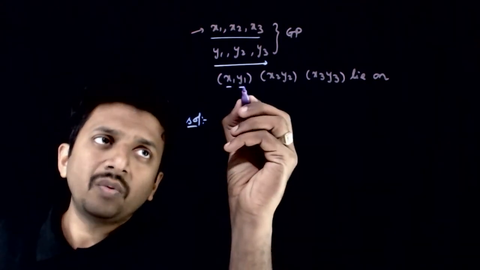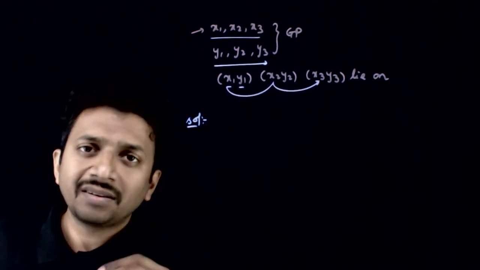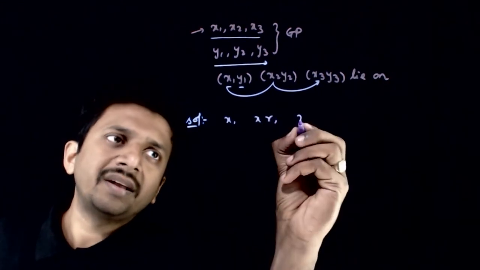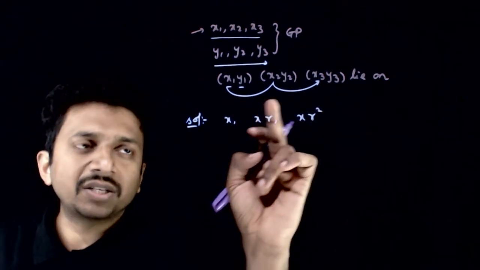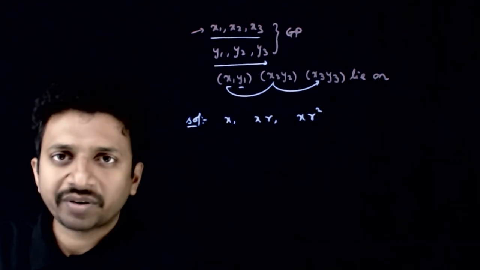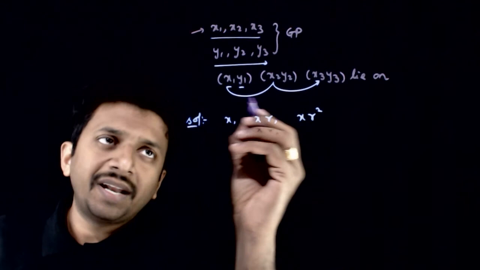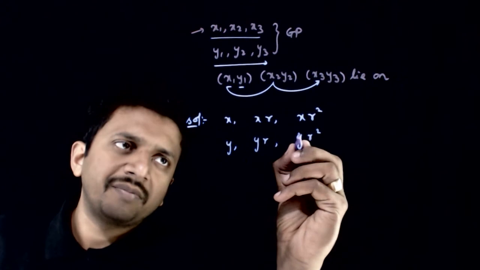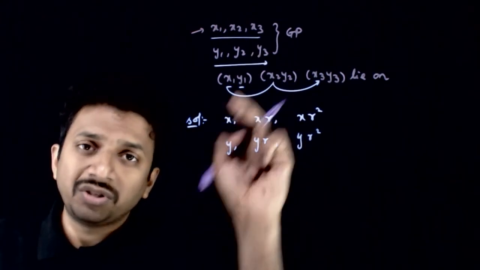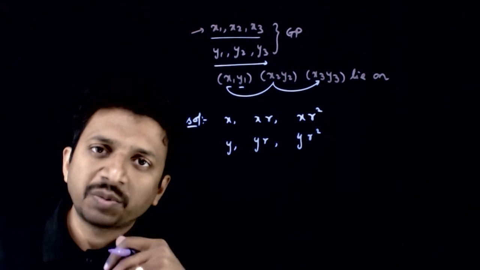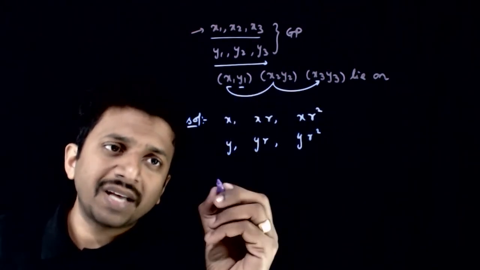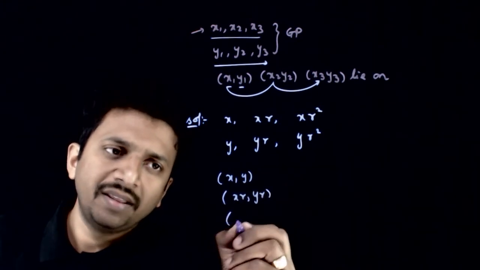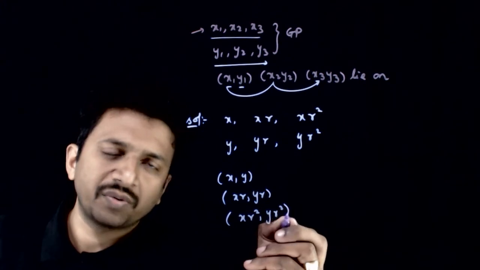So if x1, x2, x3 are in GP, I can think of them as x, x into some small r, x into some small r square. So x1, x2, x3 can be written as x, xr, xr square. Now similarly, y1, y2, y3 can be written as y, yr, yr square, because it's given that the common ratio of these two GPs is the same. So now once you have these points, the corresponding points are nothing but the first point becomes (x, y), the second point becomes (xr, yr), the third point becomes (xr square, yr square).